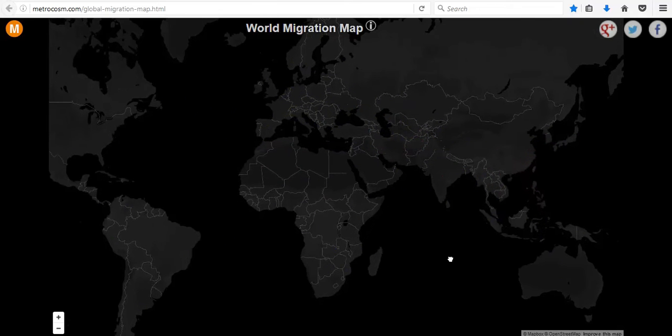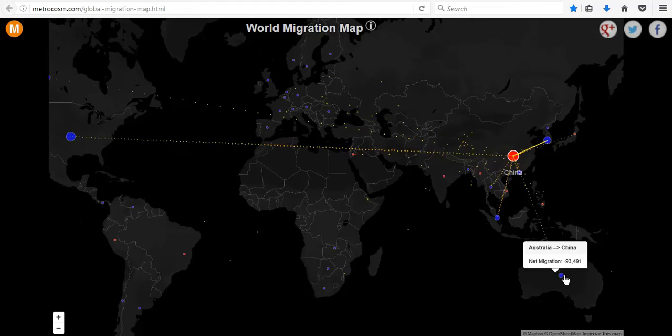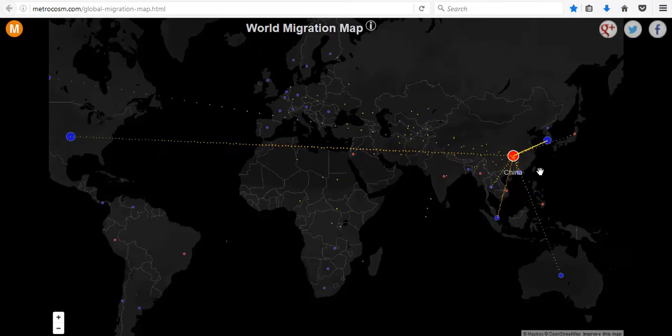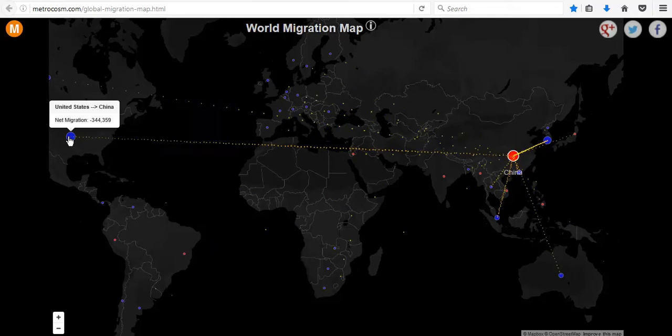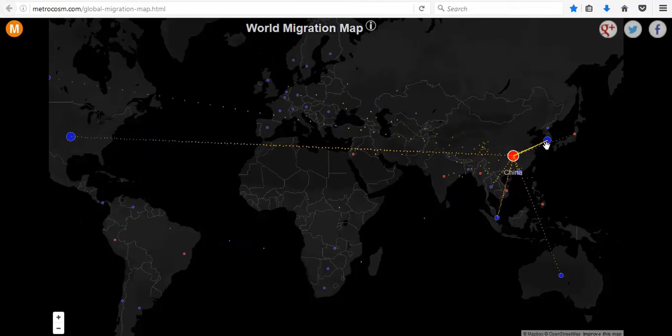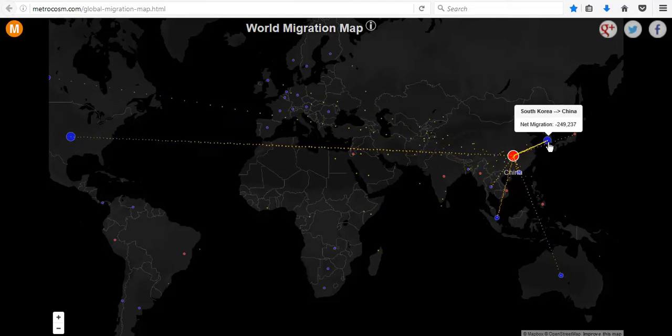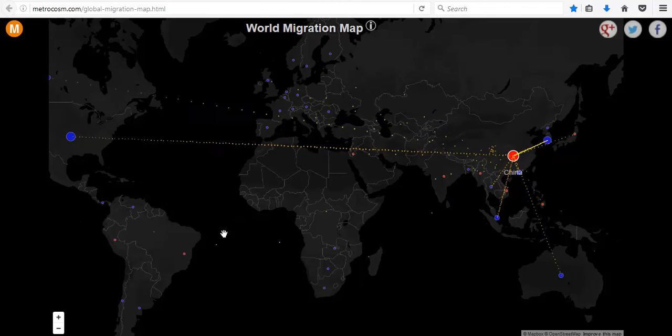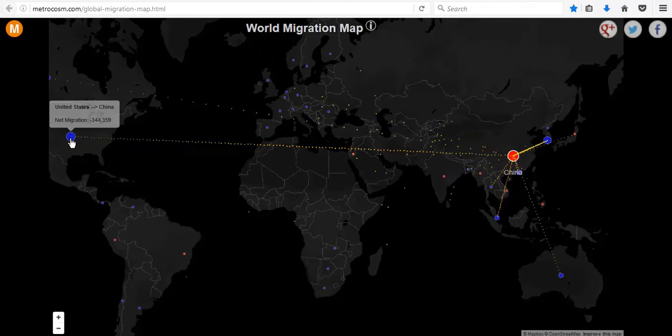So what we see as far as different patterns, we see a dispersed pattern, but we can also see different size blue dots, which indicate different levels of out-migration. So South Korea, it's negative 249,000. So what that means is big out-migration, negative net migration rate to South Korea. In the case of the United States, it's the biggest out-migration.